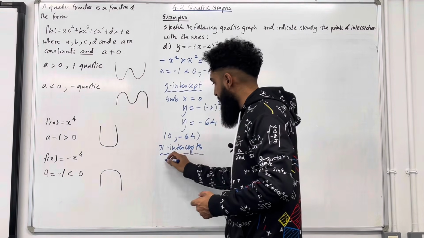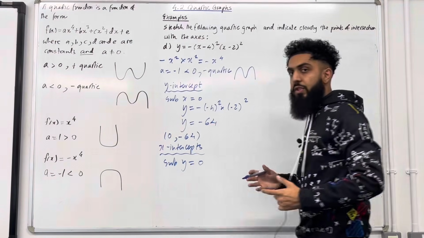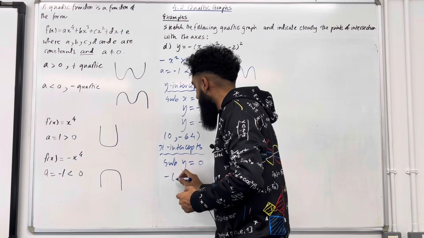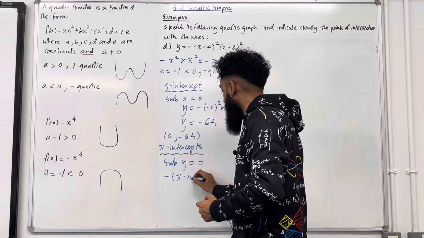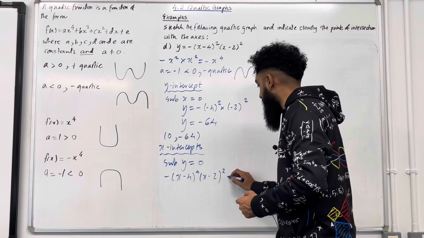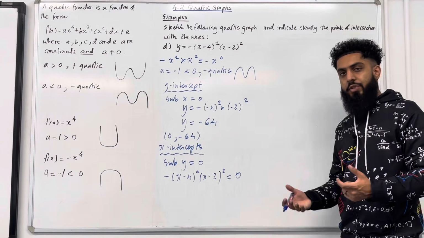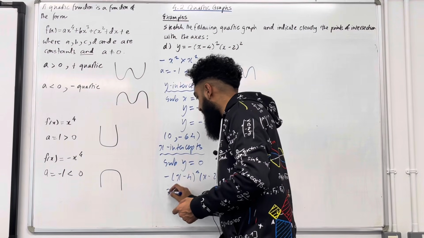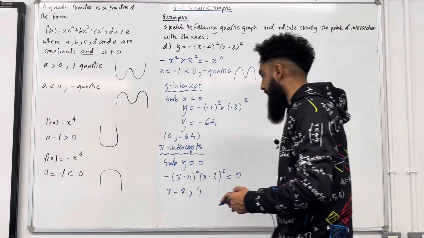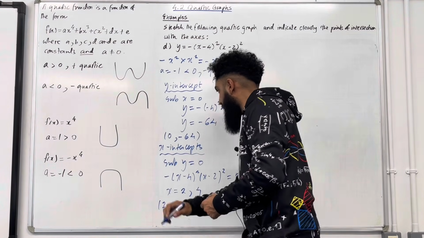We substitute y equal to 0. So if I go back to my original equation, I'll replace the y with 0. So the original equation reduces to minus, in bracket, x minus 4 whole squared, in bracket, x minus 2 whole squared, equal to 0. So over here, we notice that the roots or the solutions of this particular equation are x equal 2 and 4. So my x-intercepts are 2, 0 and 4, 0.